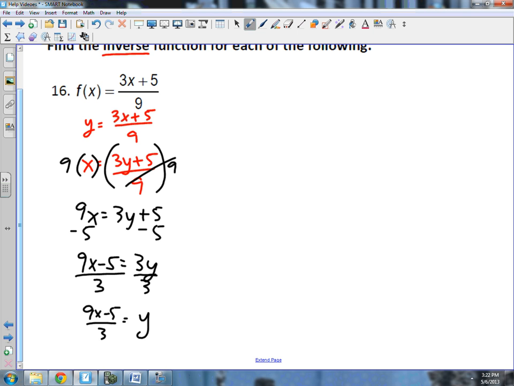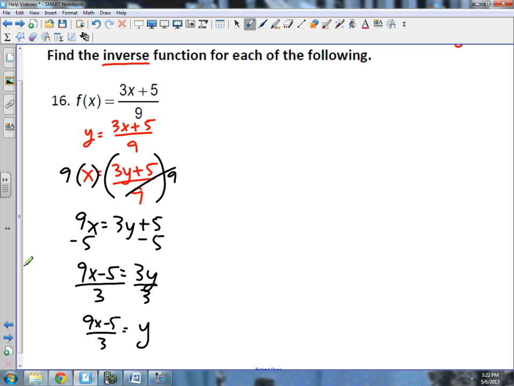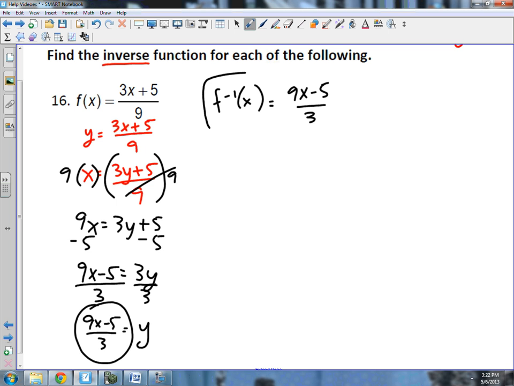So you're looking at that, and you're like, well, it asked me for the inverse. It didn't ask me for y. So the proper notation for this is f negative 1 of x. It's the inverse. So f negative 1 of x is equal to this value that I found down here. So that's 9x minus 5 over 3.